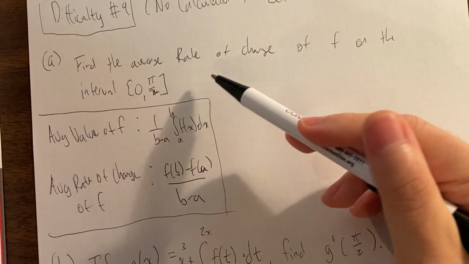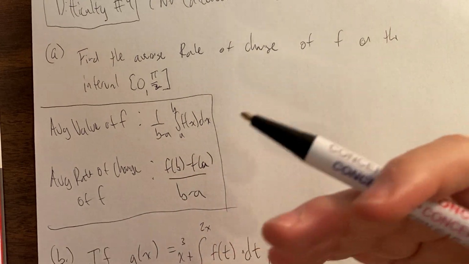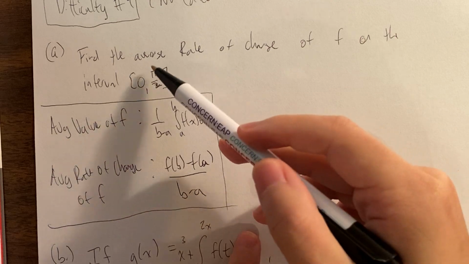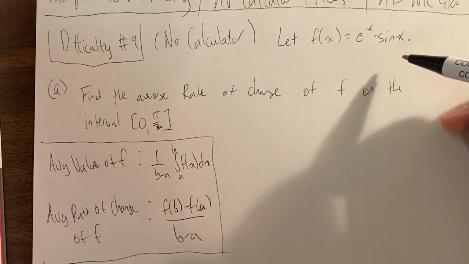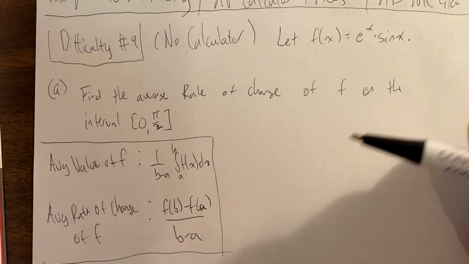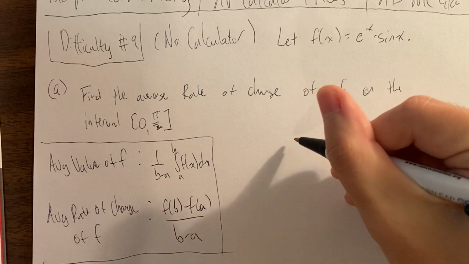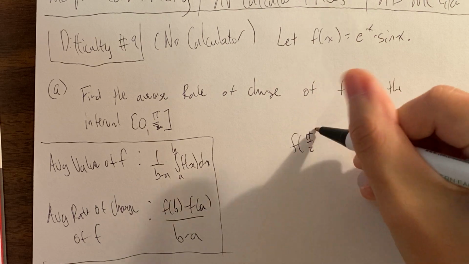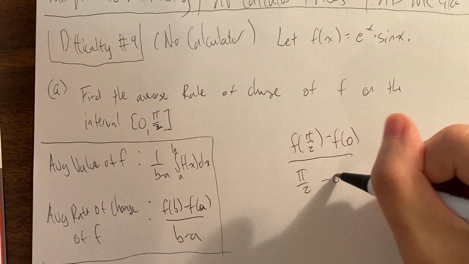So in this case, all we're going to do is algebra slope. Keep in mind that the words "of change" don't really matter. The word "value" doesn't matter. It's either average or average rate. So in this case, we are going to do algebra slope on this function right here, e to the sine x times sine of x. We'll be using this quite often. So it's going to be f of pi over 2 minus f of 0, over pi over 2 minus 0.